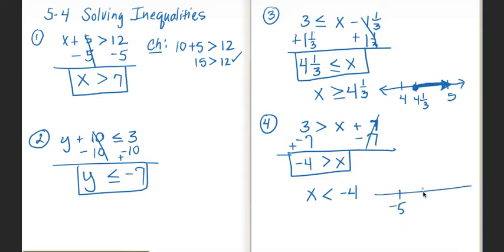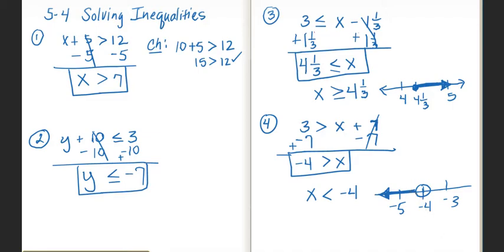So you'll have negative 5, negative 4, and negative 3. And this, because it's a less than, we're going to do a circle rather than a dot like we did up here because it was less than or equal to. This is not or equal to, so we have that empty circle. The dot, it's like a hole there, and then it's graphed to the left is your arrow.